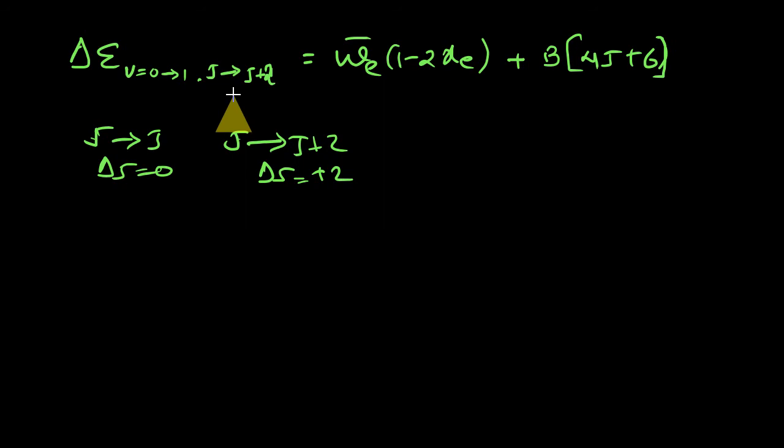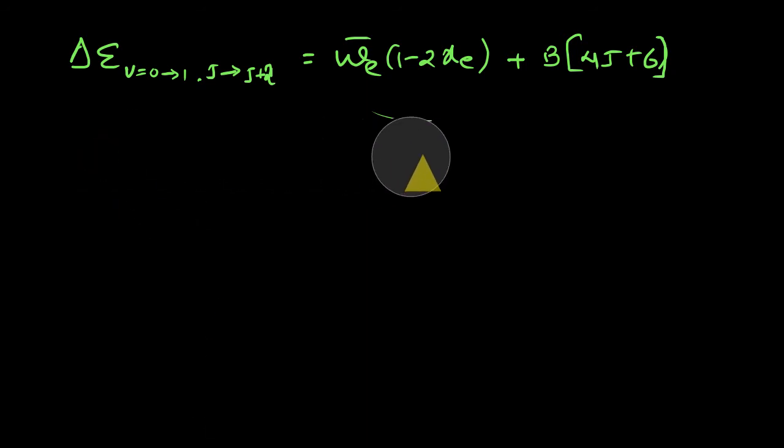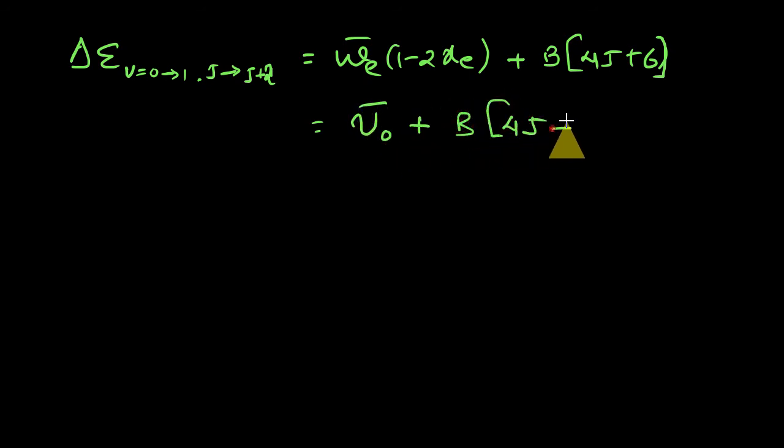If the fundamental transition is accompanying the J to J plus 2 transition, then the energy is ω̄e into (1 minus 2xe) plus B into (4J plus 6). I have not given the details of these two because we have already learned them. So we can write it like this: ν̄0 is the frequency of the fundamental vibrational transition, so that is equal to ν̄0 plus B into (4J plus 6).